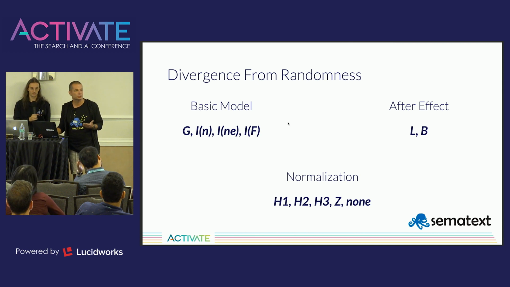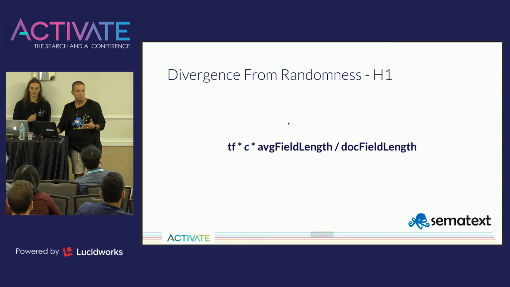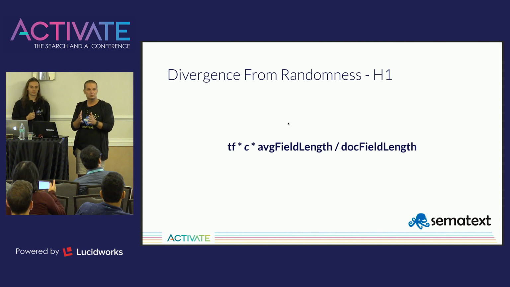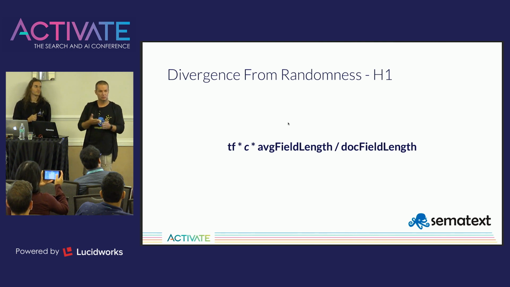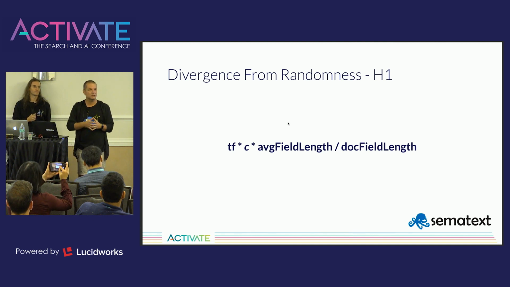So let's look at the normalization factors and how they affect the score when using the DFR similarity. First of all, we have H1. The idea, for the first three that I will be talking about, is that we take the term frequency, multiply it by a certain parameter, called C in the similarity, and then we multiply it by the average field length divided by the document field length.